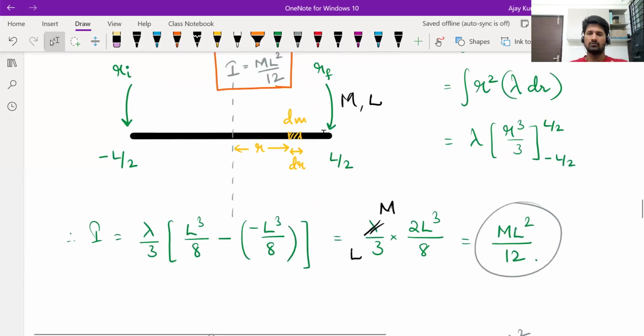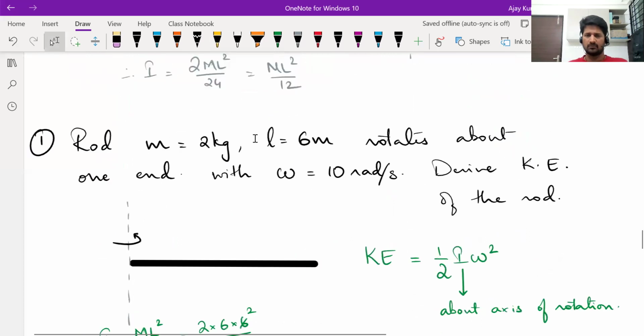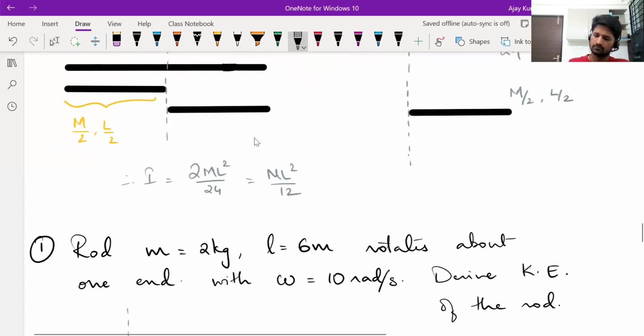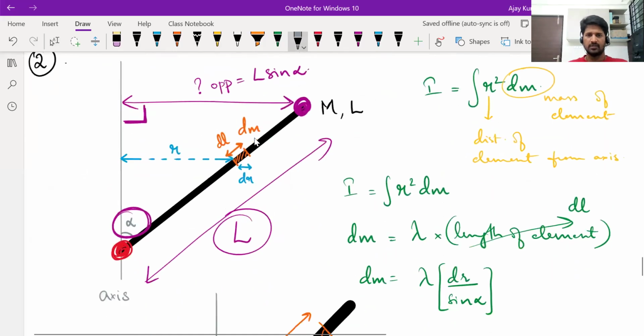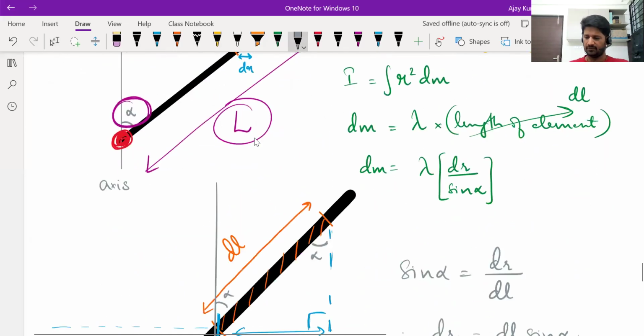We used another idea also to derive that moment of inertia. We considered the given rod as a collection of two small rods, one half, one half. Why? Because for each half, this axis passes through one end perpendicular to it, for which we know the formula. That way also we got the same result, m L square by 12. Then we solved some problems and then this final situation where the rod is inclined at an angle alpha.